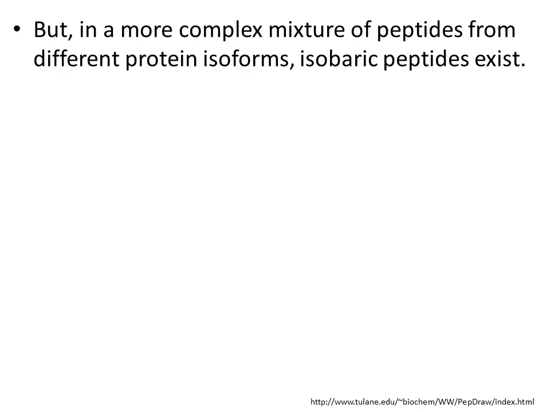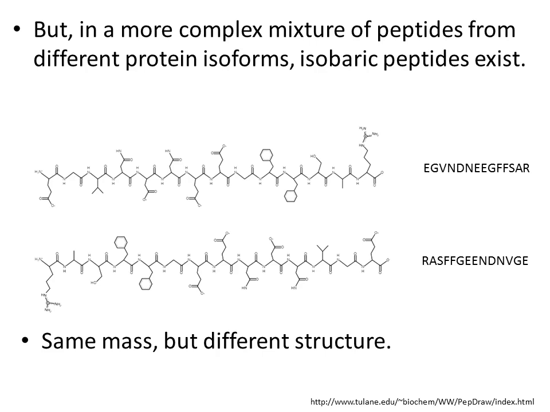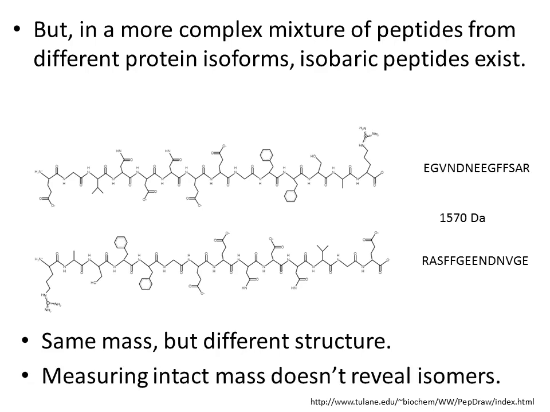The other problem is with peptides that have the same combination of amino acids but different order to their sequence of the amino acids, such as in this example, where the sequence of amino acids has been reversed. Measuring the intact mass of these peptides would not reveal their identity.